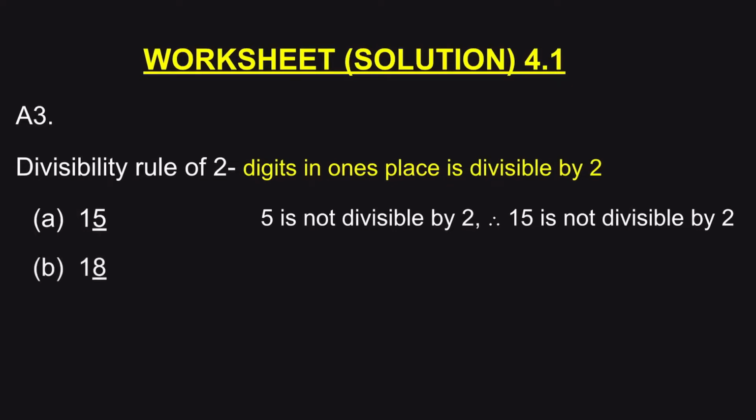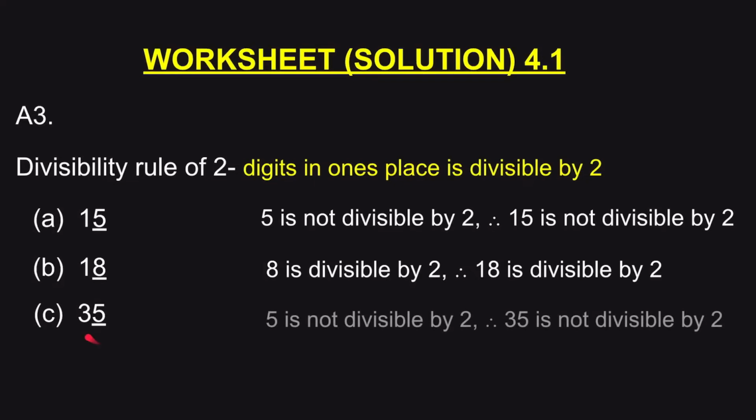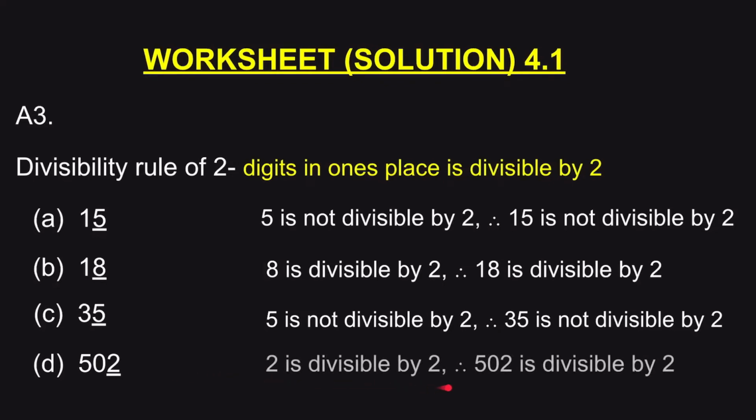B part, 18. 8 is at the ones place. 8 is divisible by 2. Therefore, 18 is divisible by 2. C part, 35. We have 5 at the ones place. 5 is not divisible by 2. Therefore, 35 is not divisible by 2. D part, 502. In the ones place we have 2. 2 is divisible by 2. Therefore, 502 is divisible by 2.